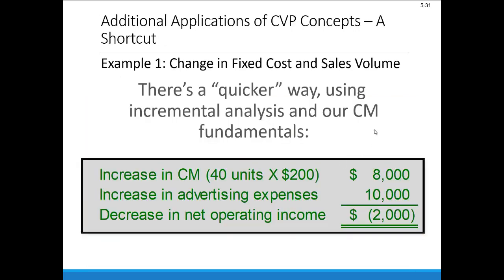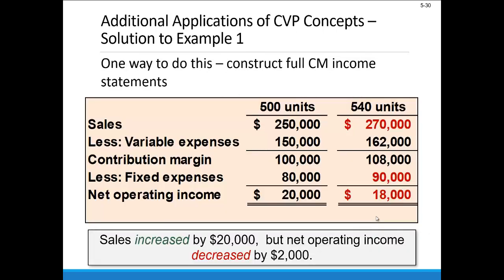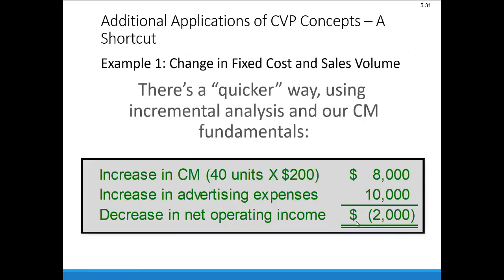Now we also can sort of shortcut this using some of our contribution margin fundamentals. We know that each bike we sell contributes $200 toward the bottom line. That's $200 in contribution margin. So if I sell 40 more bikes, then 40 more bikes times $200 means additional CM of $8,000. If I subtract from that the $10,000 in additional advertising expense I'm going to incur in this hypothetical scenario, I get that decrease in net income of $2,000. And that's what we showed in our income statements here. Okay, so all else equal, not worth it for them to pursue this course of action.